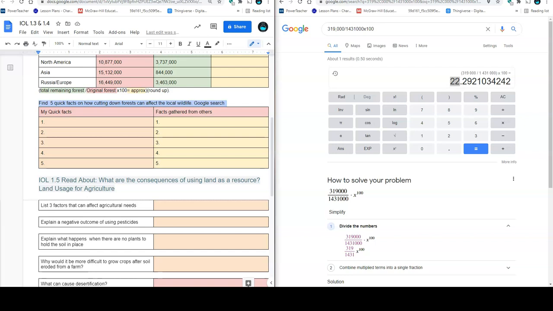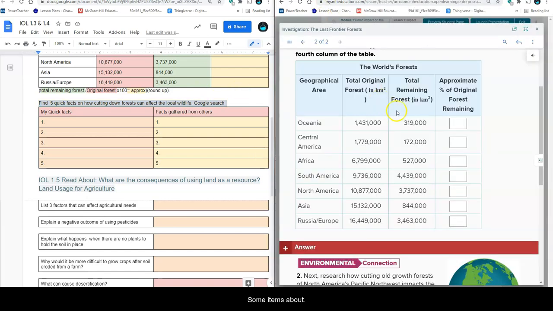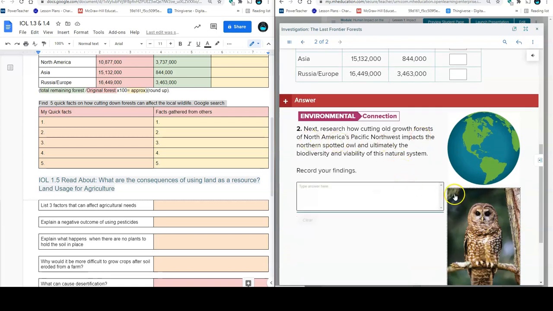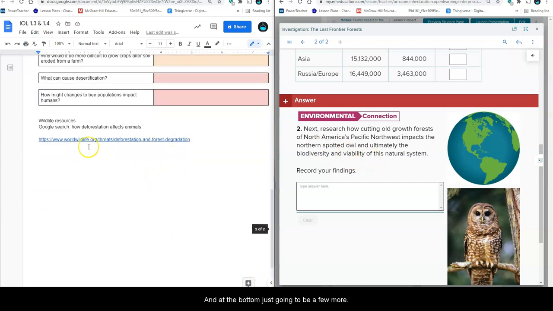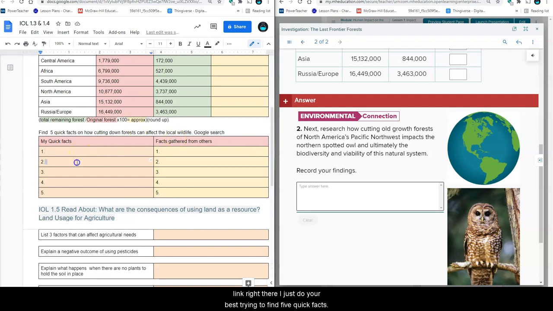In the next section, we have some information about how deforestation affects wildlife. And at the bottom, there's going to be a few more links, a few more resources for how we can find some of that information. But if you do a basic Google search for how deforestation affects animals, that'll give you some information. Here's another link right there. And just do your best with trying to find 5 quick facts about deforestation and how it affects local wildlife.